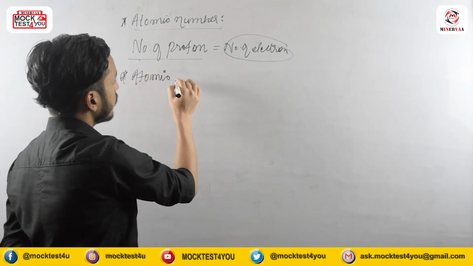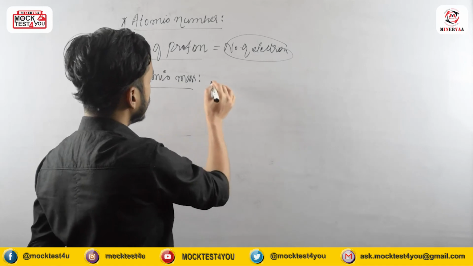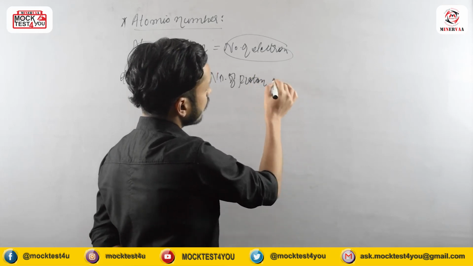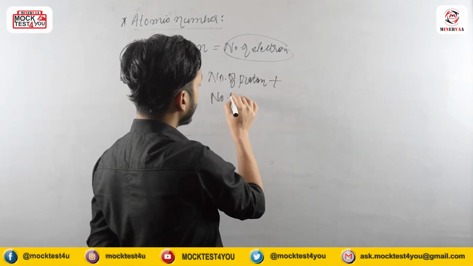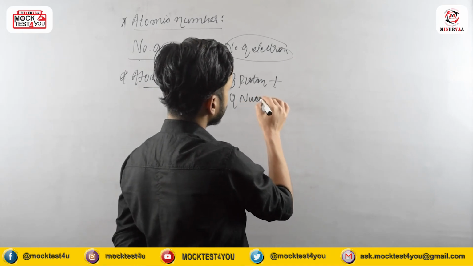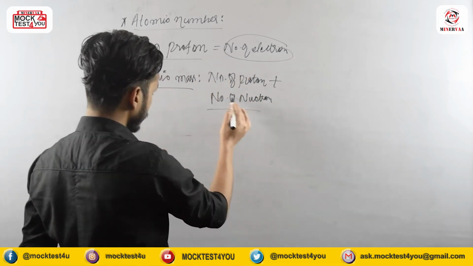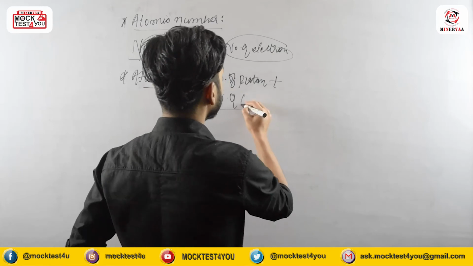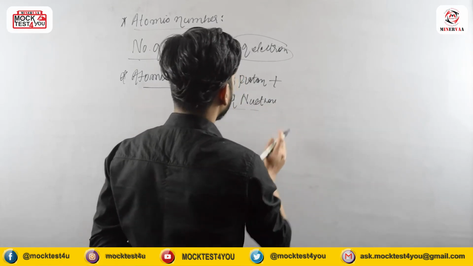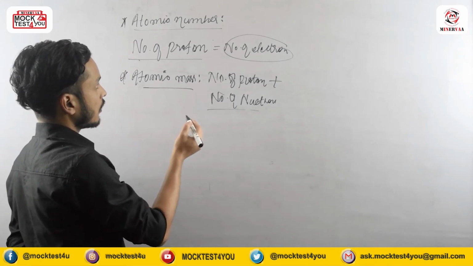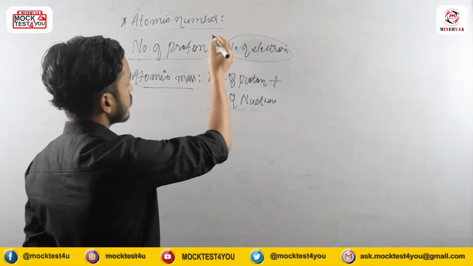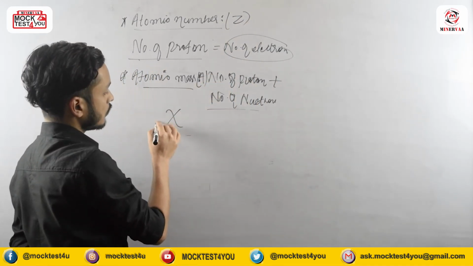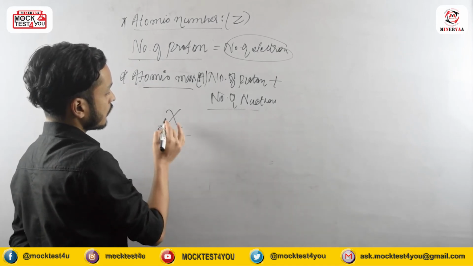When you talk about atomic mass, it is equal to the number of protons plus the number of neutrons. Atomic number is denoted by Z, and atomic mass by A. So we write the element X with A and Z, here you will write Z, here A.